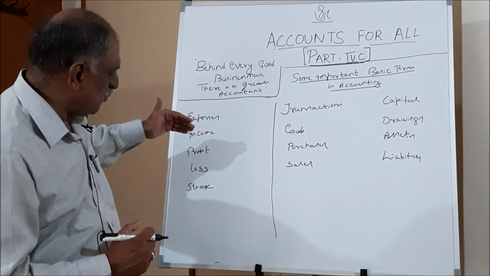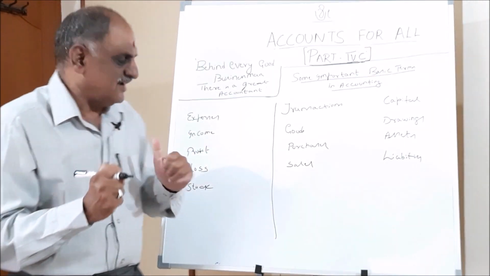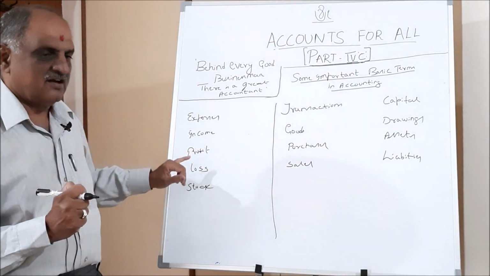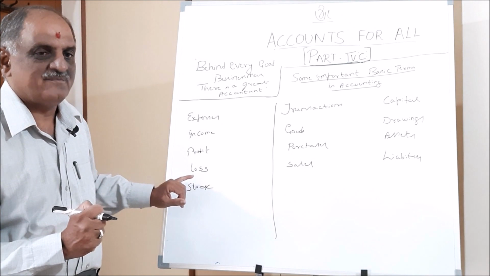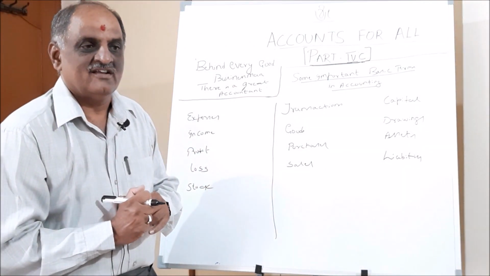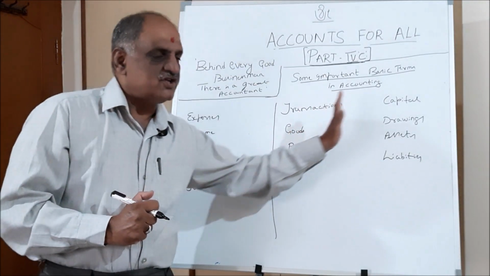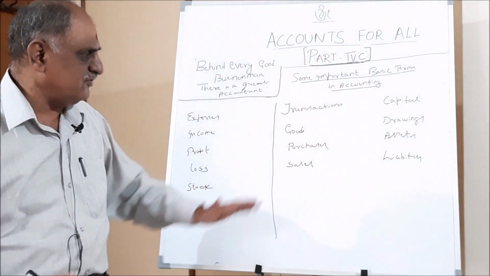Then I will come back to one thing. For all these things, why should I do business? Either to get profit or to incur loss. But this is not the only thing. For this, we have three additional things. What are those additional things?